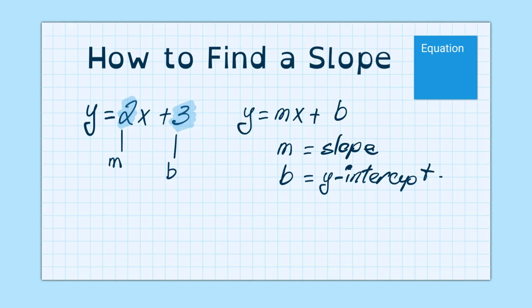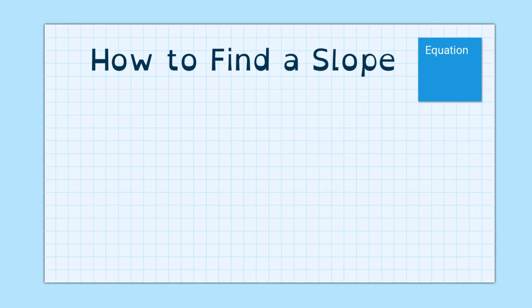So this is very easy. How do I know that's m? Because m is right next to x. x is showing the quantity, right? So you remember. That's how I know that this has a coefficient, which is my slope. So my slope in here will be 2.